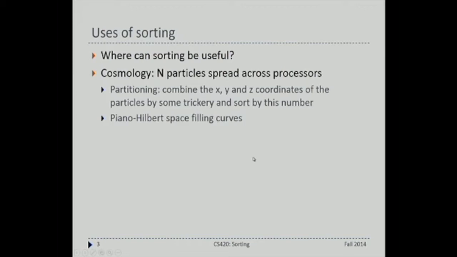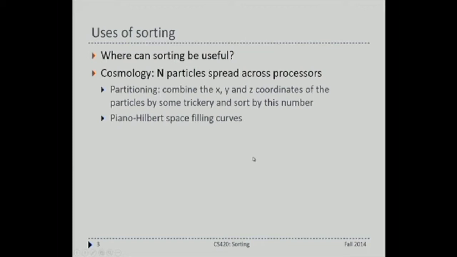We have n particles spread across processors. And one way of partitioning the particles to processors that preserves locality in some way, that is, keeps nearby particles on the same processor. By the way, the answer is stated here, but we have a bunch of particles. They have coordinates. You want nearby particles on the same processor. How can you do that through sorting?